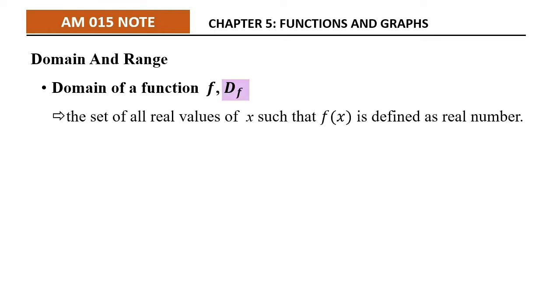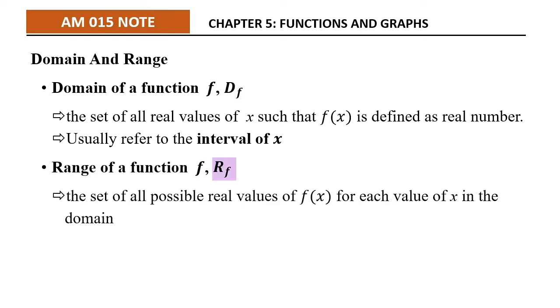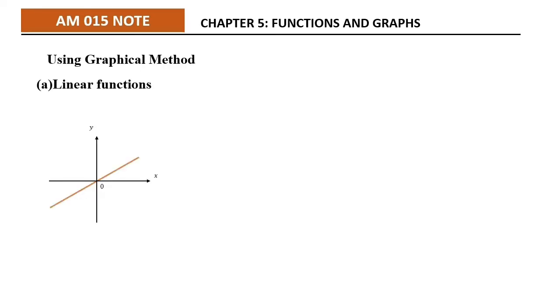Domain of a function is the set of all real values of x such that f(x) is defined as a real number, usually referred to as the interval of x. Range of a function f is the set of all possible real values of f(x) for each value of x in the domain, or usually referred to as the interval of f(x). Domain is the values of x and range is the values of f(x). There are two ways to find the domain and range.